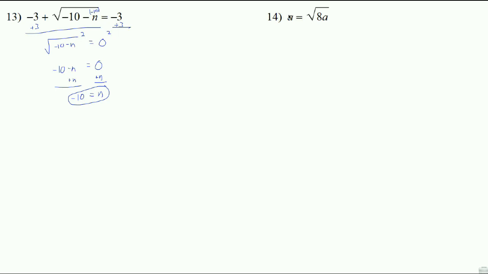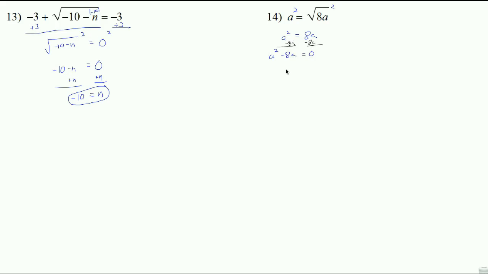Number 14, isolate the radical. Well, it's already isolated, so we can square both sides. Over here we have 8 squared. On the right, the square root and the squared cancel, so we have 8a. And we have a quadratic equation here. So remember, when solving a quadratic, we want to get all terms to one side. So in this case, we're going to subtract 8a from both sides, which will give us a squared minus 8a equals 0.